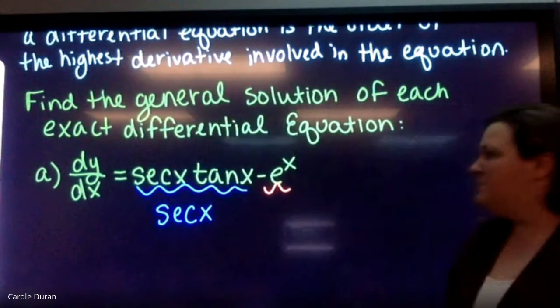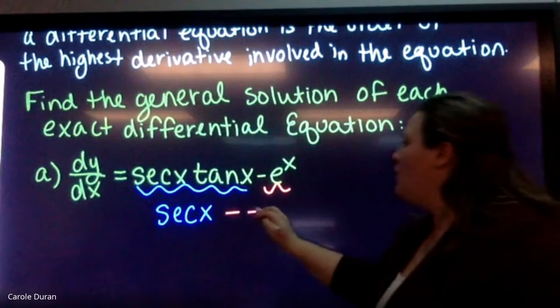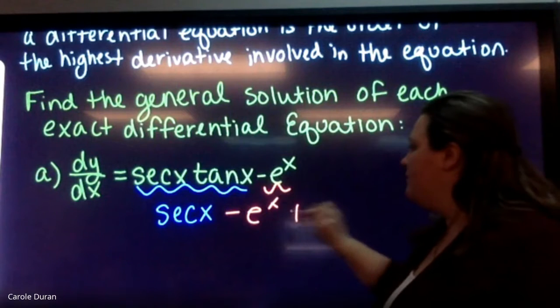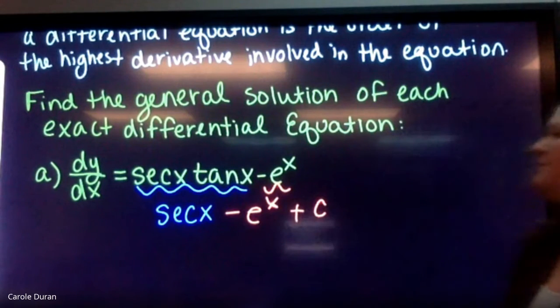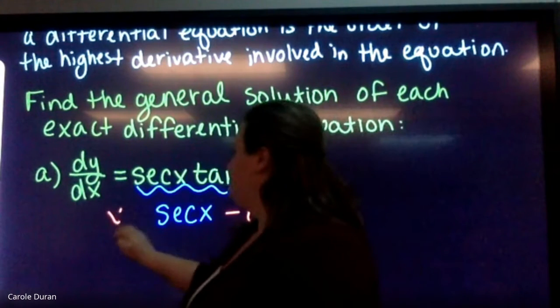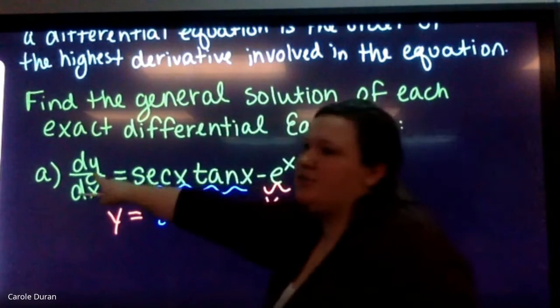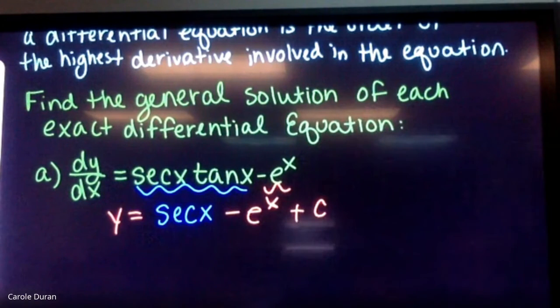And then what gives me the derivative e to the x? E to the x. So my antiderivative is secant x minus e to the x plus c. Will it always be plus C? Always plus c, yes. No, that's just y. This was y prime because it was our derivative. This is what it was before I took the derivative.